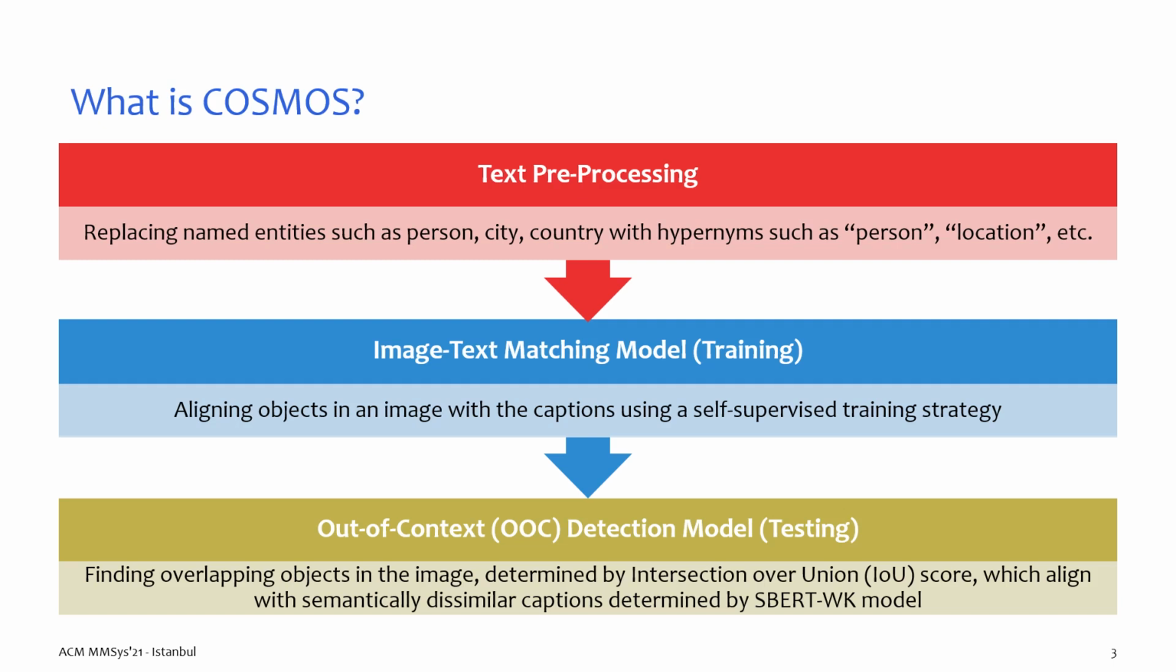If the captions are semantically not similar and they refer to the same object in the image, then Cosmos classifies the sample as out of context. In all other cases, the captions are classified to be not out of context. This is the outline of the Cosmos algorithm.